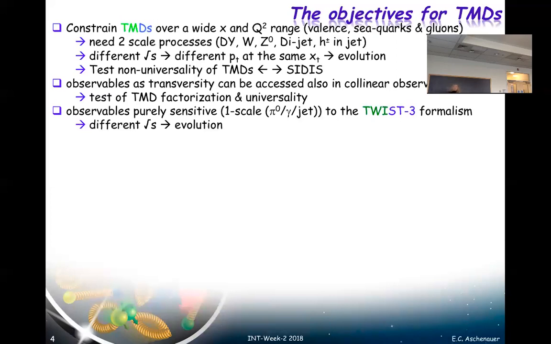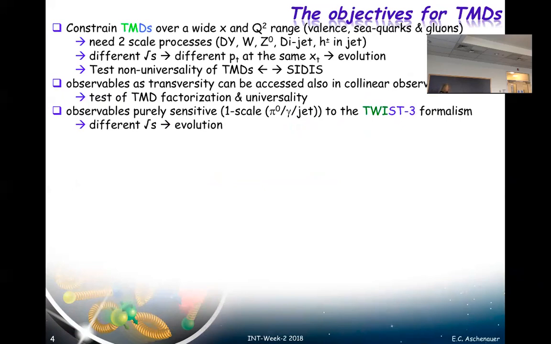We have different square root s, which gives you different pT. It's the same xT, so you can test evolution, and you can test non-universality of the TMDs like the Sivers function, which you have through the W and Z. You have observables such as transversity, which we can access in two different processes, so we can do a check on whether factorization holds by ourselves.